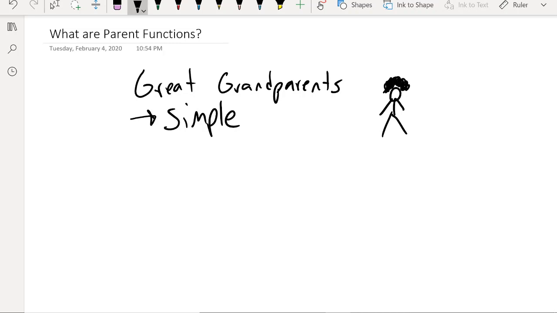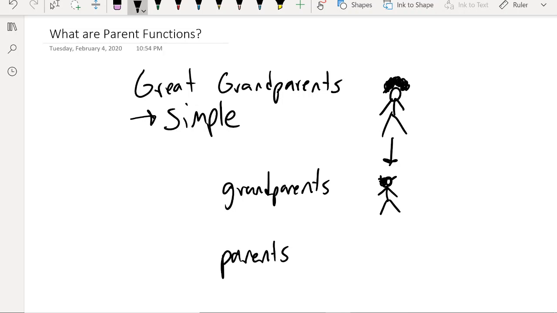And as your great grandparents have kids, then you get to grandparents, right? Where they kind of know a little bit more about the technologies of today. They're a little more astute. So they've got some glasses here, right? A little more astute, but they're still a little older, and then parents, mom and dad. So as we go down the list here, they get more and more complicated. So your most simple version is the parent function.